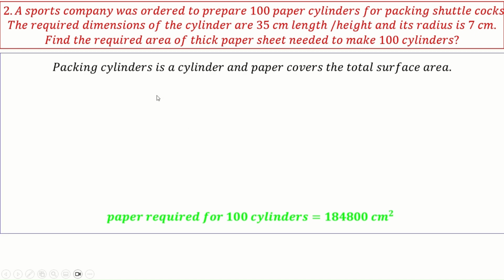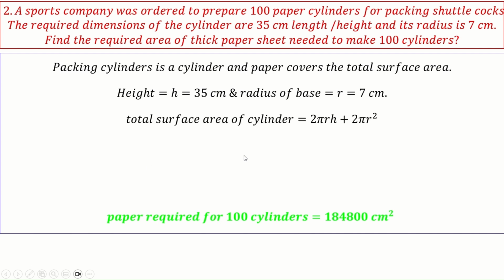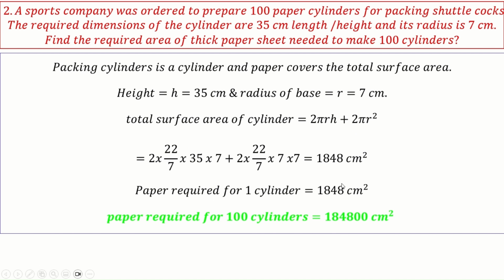Okay. This is a cylinder, we know, and what we are looking for is the total surface area. Because we will have a cylinder and then two caps, top and bottom, right? Okay, so h is 35, radius is 7, total surface area is 2 pi r h plus 2 pi r square. Once you know this, substitute the values and you will get the value for one cylinder. So for 100 such paper cylinders, how much you require is 1,84,800 centimeter square. You can convert into meter square, but yeah, this is the answer.